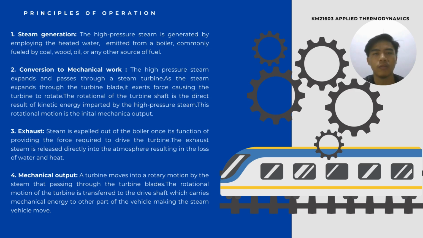And finally, for the mechanical output, the turbine moves into a rotary motion by the steam that passes through the turbine blades. The rotational motion of the turbine is transferred to the drive shaft, which carries the mechanical energy to other parts of the vehicle, making the steam vehicle move.